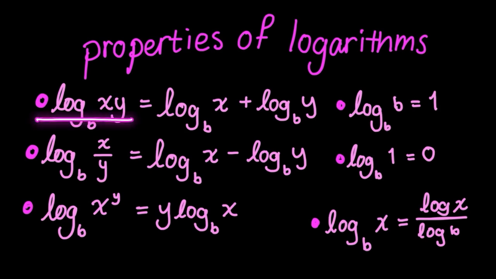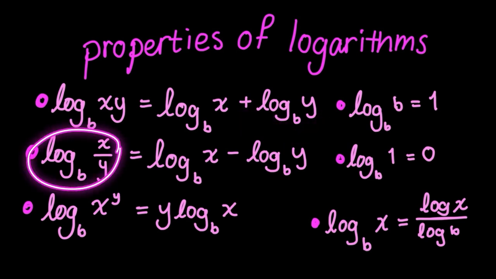The first one is the product property. So if you have a log of base b of a product, in this case x times y, then you could break it up into multiple pieces. So you have the log of the same base b of x plus log of the same base b of y. Similarly, we have the quotient property. If you have a log of a quotient, then you could once again break it up into multiple pieces, but this time it is separated by a minus.